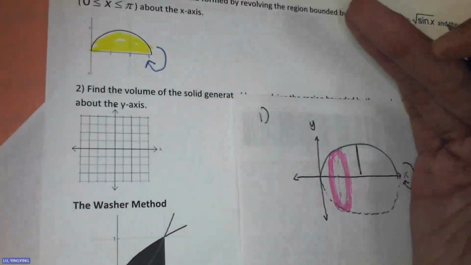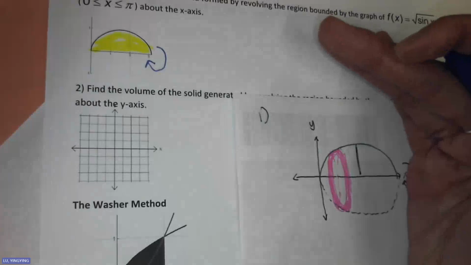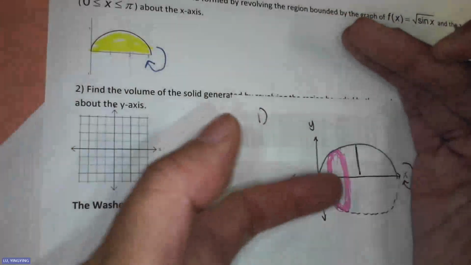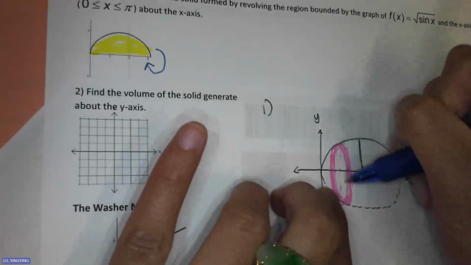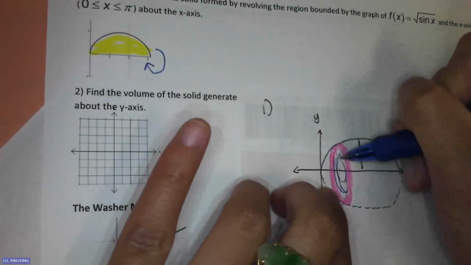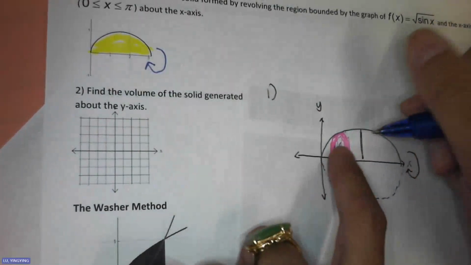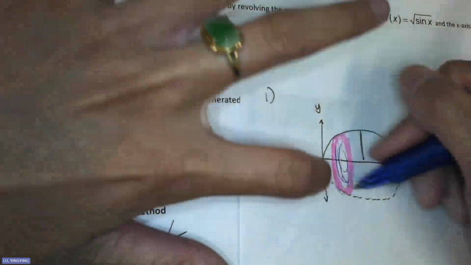I kind of drew the 3D version of it. You gotta visualize this. I'm not asking you to draw 3D on the test, unless you are a really, really good drawer. But you gotta visualize this. Okay, that's how they spin. And when that happens, they create those discs right there when they revolve, and that's going to be the cross section.